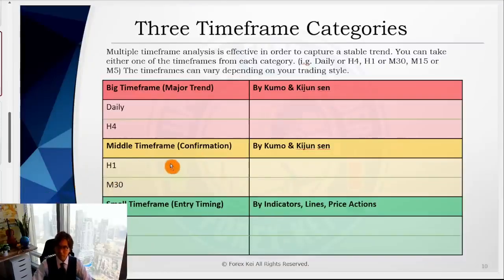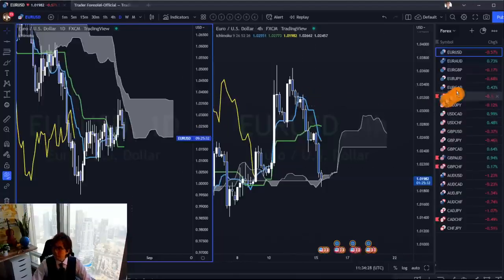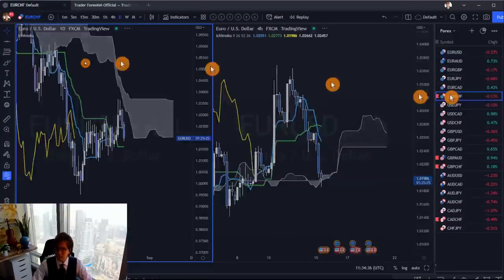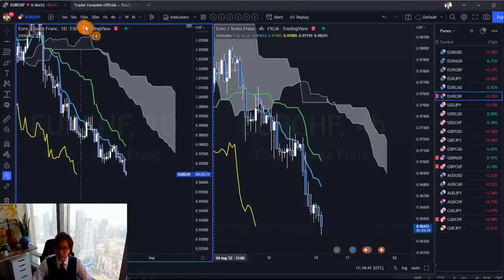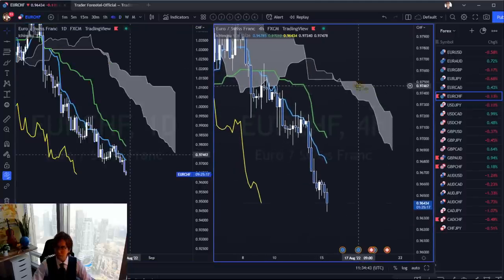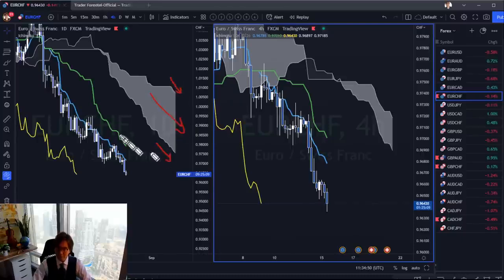So let me check some charts in TradingView. As we discussed in the previous video, we already marked some trading markets. So let's take a look at the Euro Swiss franc as an example. Again, on the left is the daily time frame, and on the right is the 4-hour time frame. In this example, daily is down, Kumo is down, Senkou Span B is down, A is down, Kijun-sen is also down, and on H4 Senkou Span B is down, A is down, and Kijun-sen is also down.